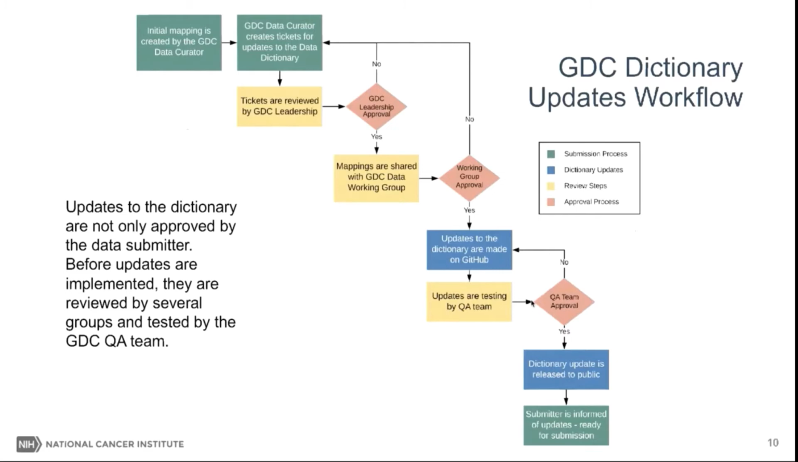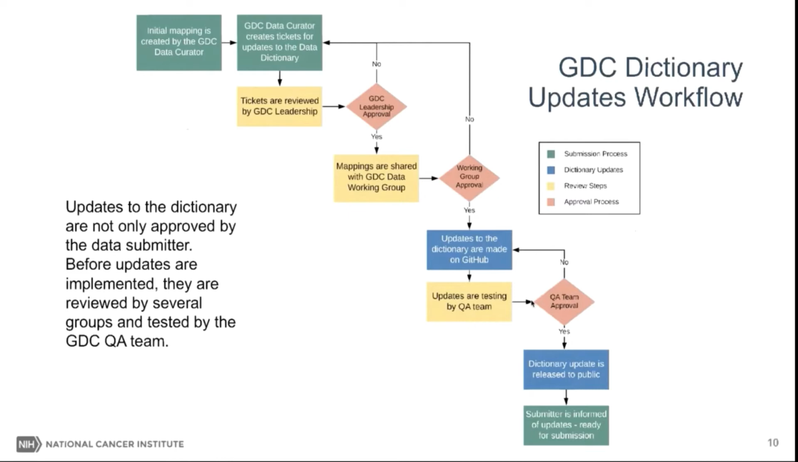We have a working group that reviews every dictionary release that's going out. If that gets reviewed and approved, then it goes to the team to update. So we update the dictionary in GitHub. If you're interested in the minute details of the dictionary, you can access that at GitHub. If any of these approval processes are not passed, we just walk them back through and make the appropriate changes so that folks are on the same page and approving whatever needs to be done to the dictionary.